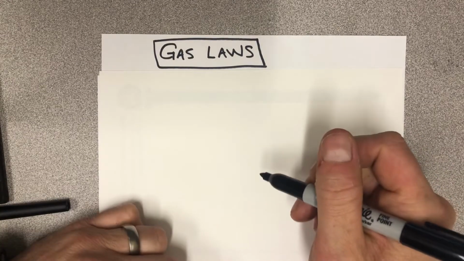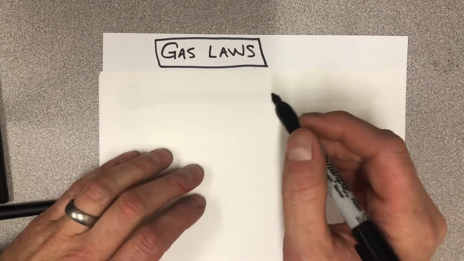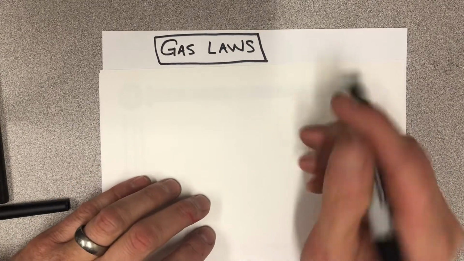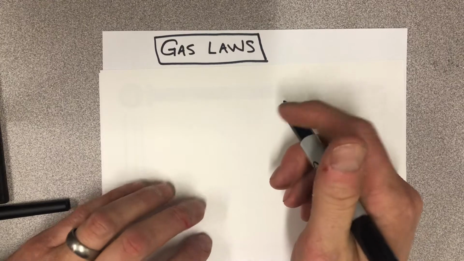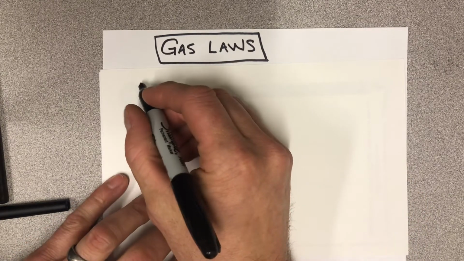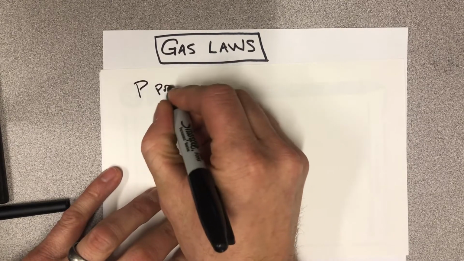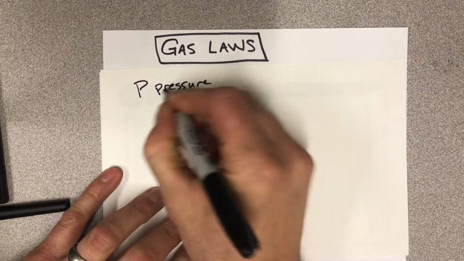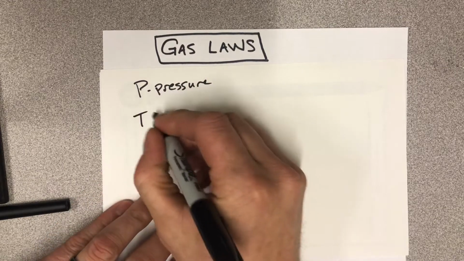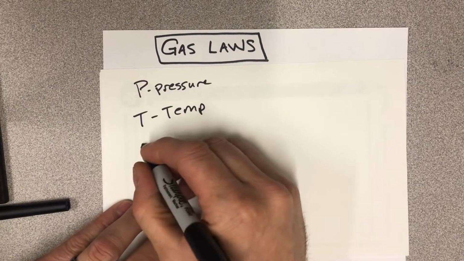All right, this is a little video about the gas laws that we're going to learn. And when we study gas laws, we think of three basic variables to begin with for these three simple ones. And the variables that we talk about with these gas laws are P for pressure, T for temperature, and V for volume.